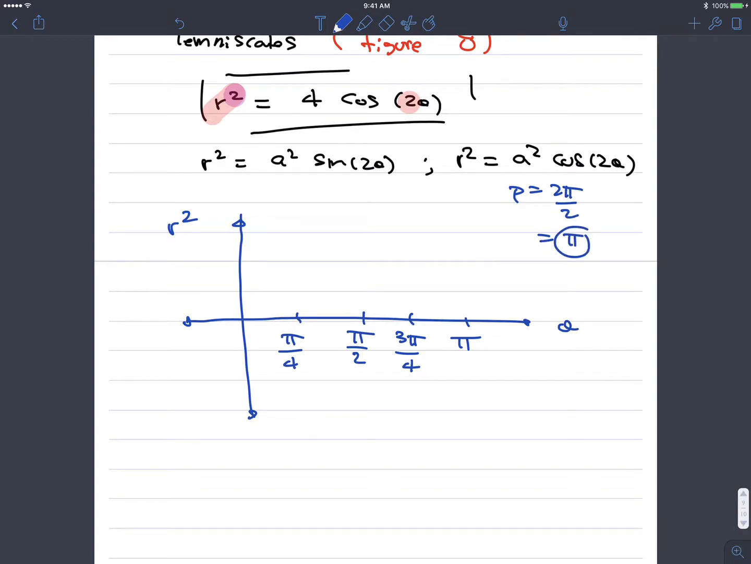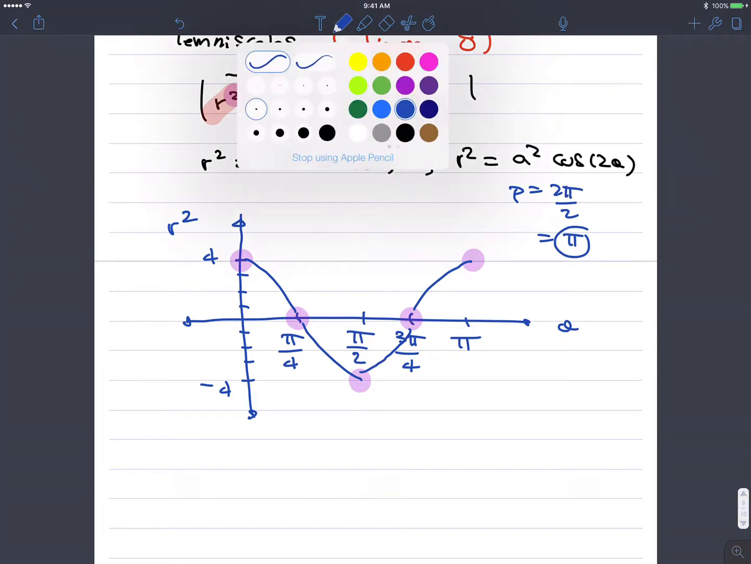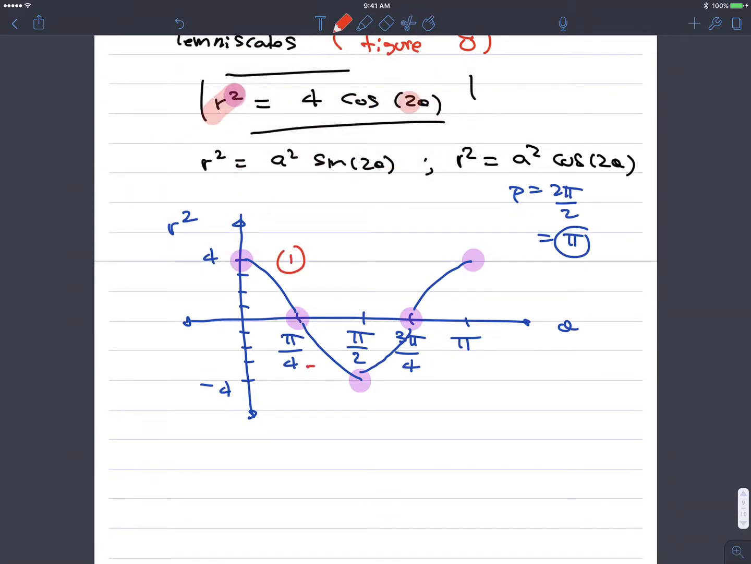That's my period. Now for r squared, I have an amplitude of 4, so I'm just going to do it this way. This is 1, 2, 3, 4. 1, 2, 3, negative 4. This is my cosine curve. So our first point will be up here. 4, pi over 4, pi over 2, 3 pi over 4, back up to pi. Let me draw the cosine curve. So if we go through this again, here it will be 1, this will be 2, this will be 3, and this will be 4, like we've been doing.